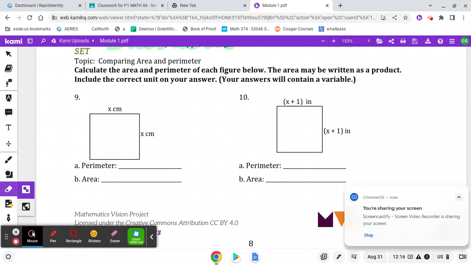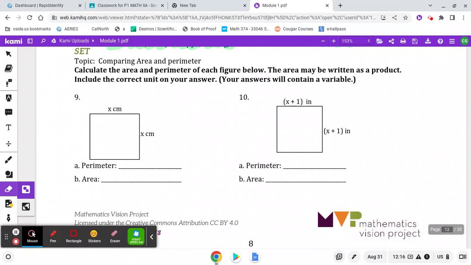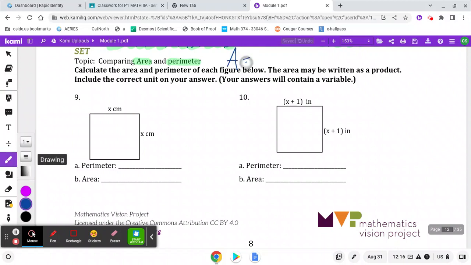Okay, let's do the 1.2 set. This topic is assuming that we remember how to do the area and the perimeter of a four-sided shape, a square or a rectangle. So let's just double check that first before we get started. Remember that area could be known as length times width or base times height, depending on which kind of structure we're looking at.